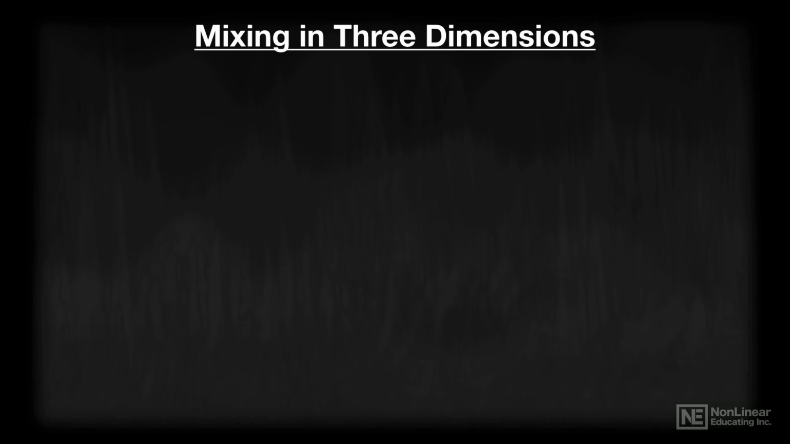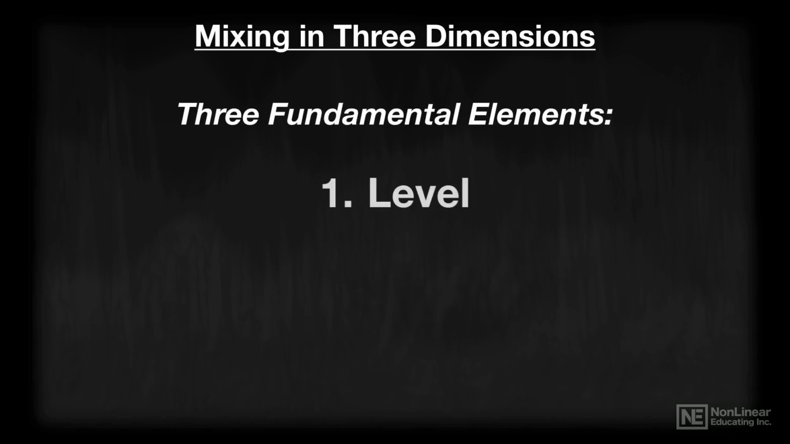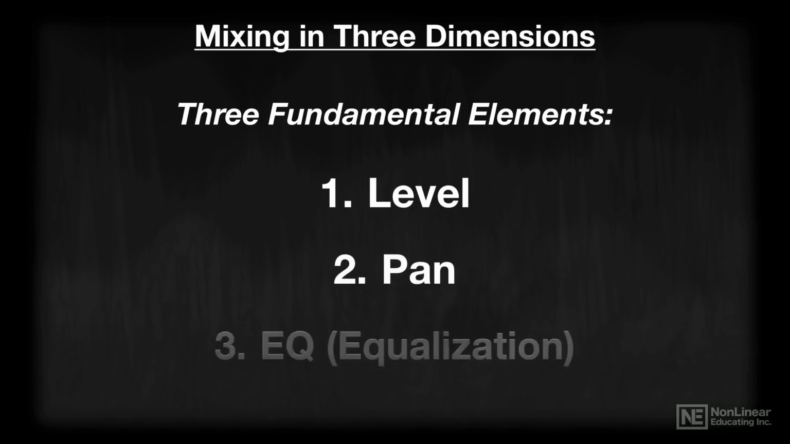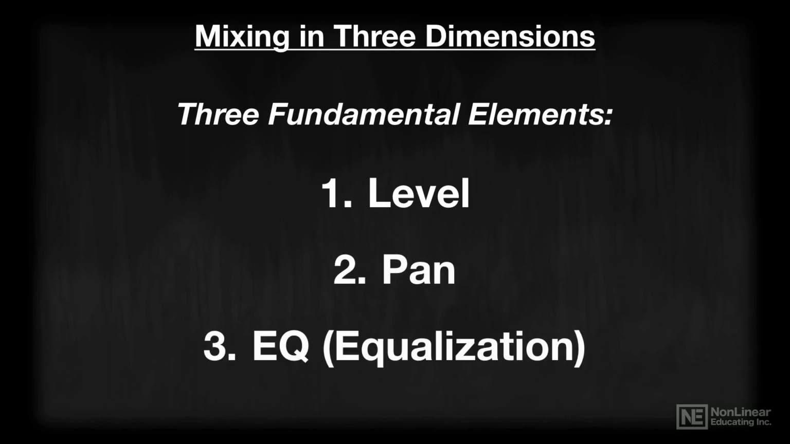Now, the process of mixing audio has three fundamental elements. There's level, pan, and EQ, or equalization. And while there are many ways to describe how to mix using all three elements, I like to use the concept of mixing in three dimensions. Let's look at each of those dimensions.